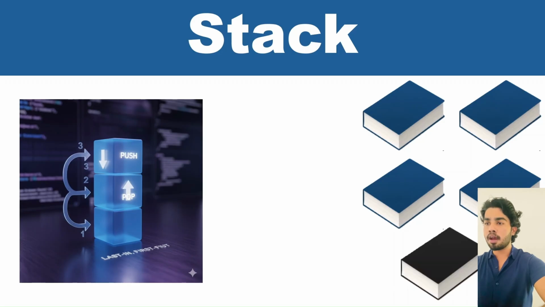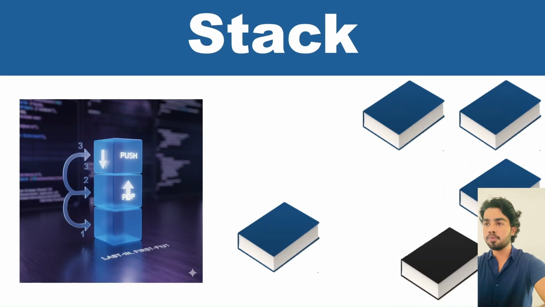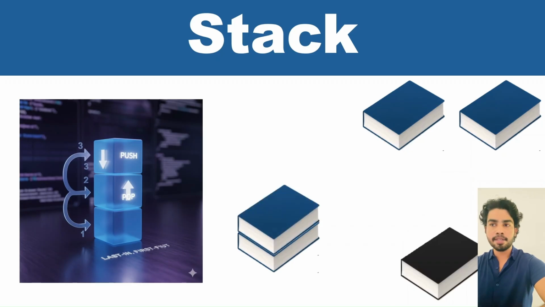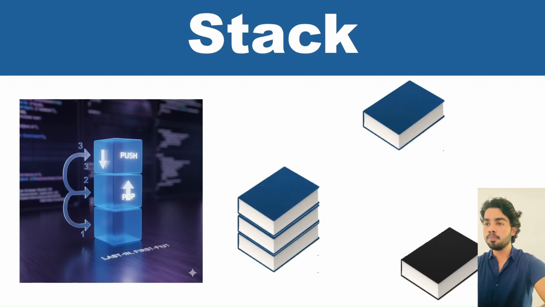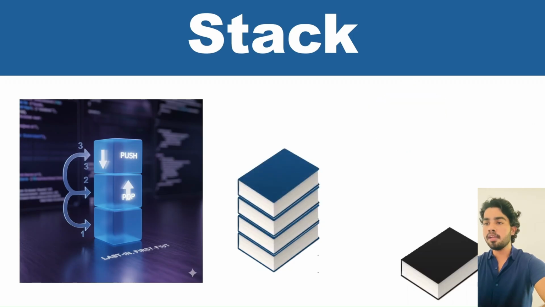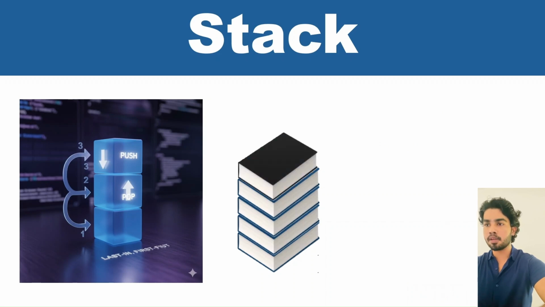Imagine we start stacking books on a table. As you can see, there are 4 blue color books and 1 black book on the presentation. First, I place the first blue book on a table. Then I add another blue book on top of it. Next, I place the third blue book and then a fourth blue book on top. Finally, I place a black book at the very top of the stack. Now our stack has 5 books.